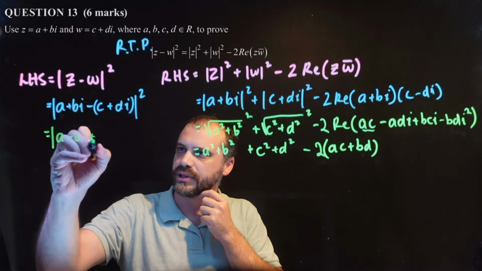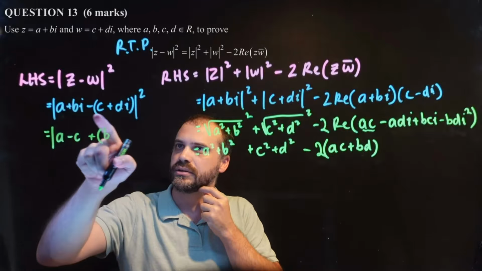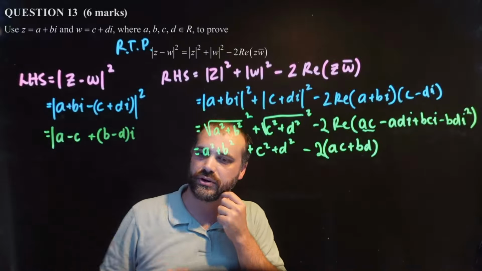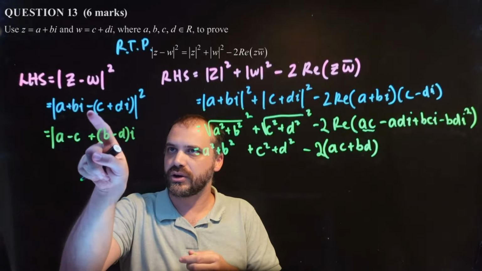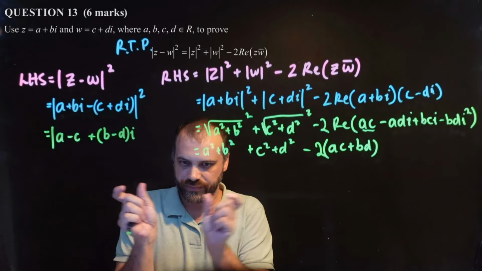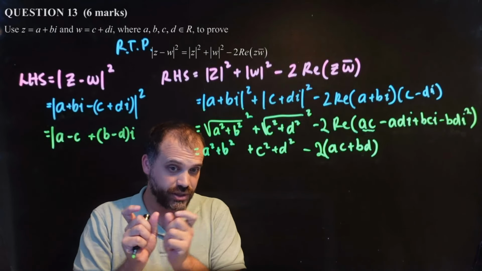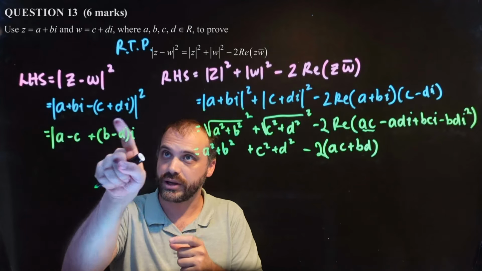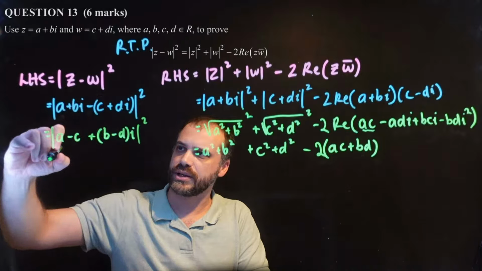And then we have this plus B minus D I. What have I done there? Well, it's plus BI minus DI, right? And if we try to group those two imaginary components, we just add their coefficients together. In this case, B minus D. And then the magnitude of that, and then we're going to square that.